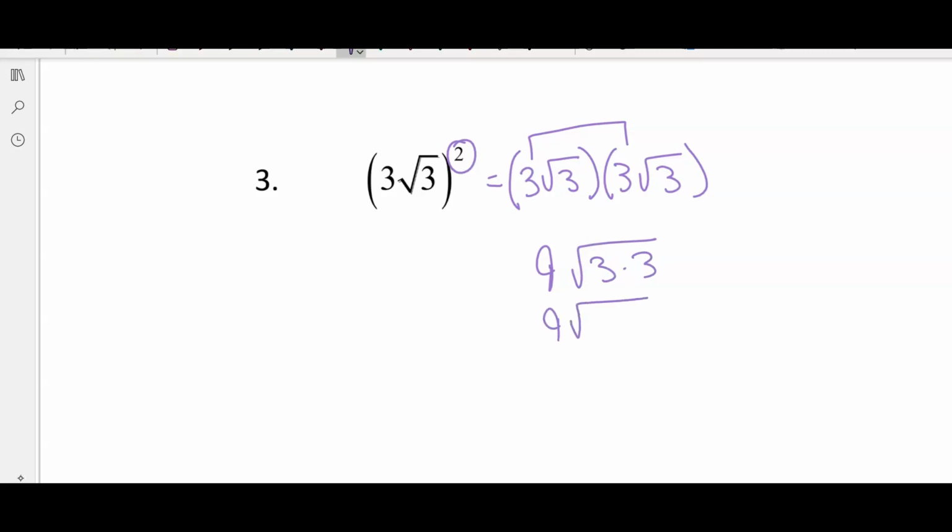From here, we have 9 times the square root of 3 times 3, which would be the square root of 9, which is a perfect square. So we'll get 3. Then in the end, 9 times 3 will get 27.